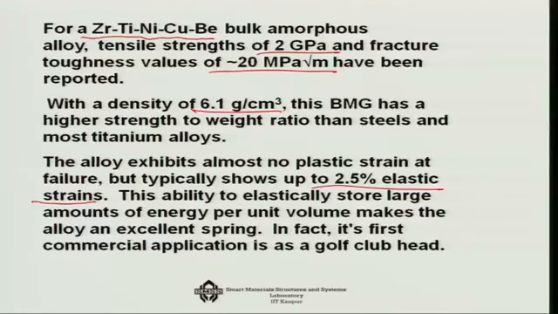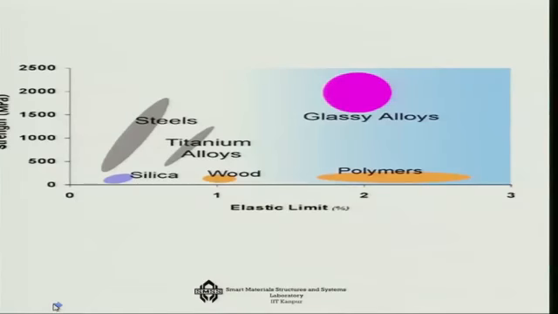So, you compare that with metals, where it is generally something like 0.1%. So, the elastic strain becoming 2.5% is a very high gain. In fact, its first commercial application was in golf club heads. So, that is the good part of the bulk metallic glass.